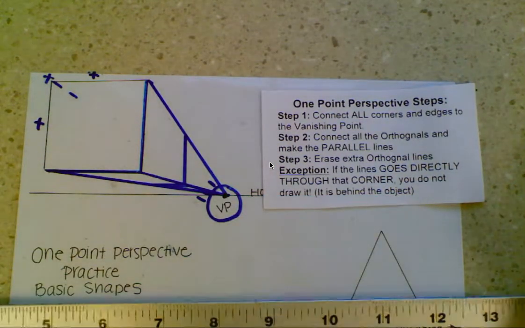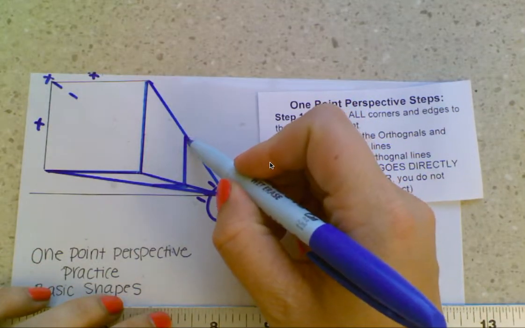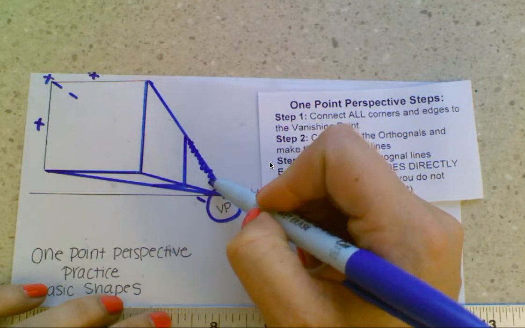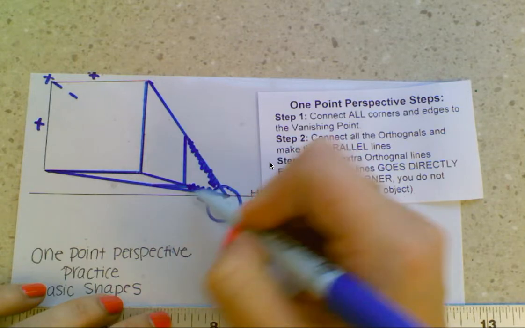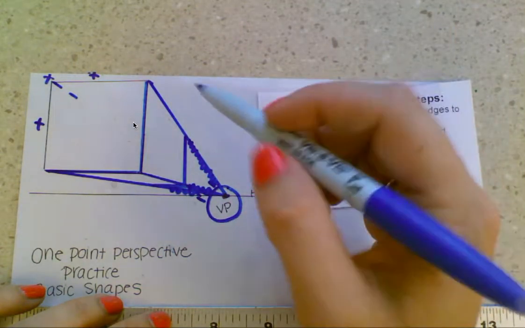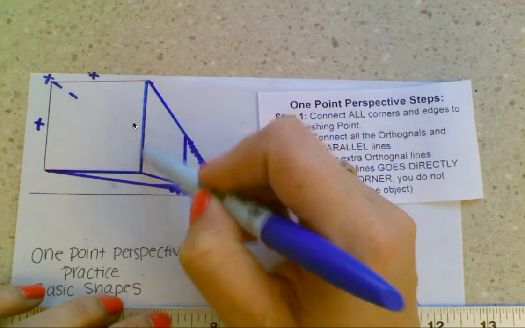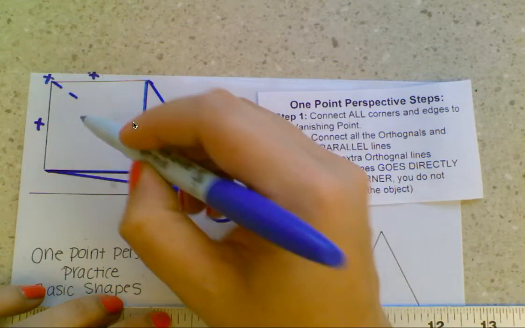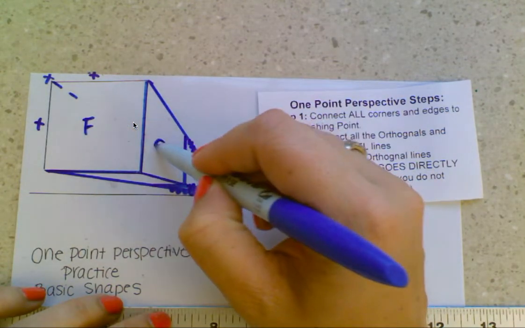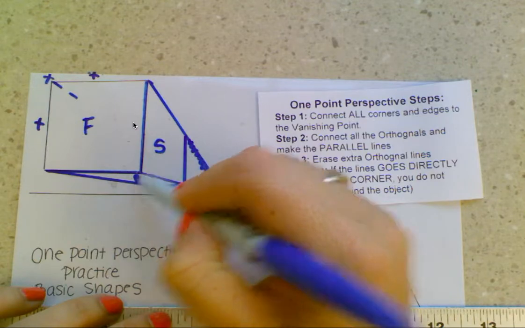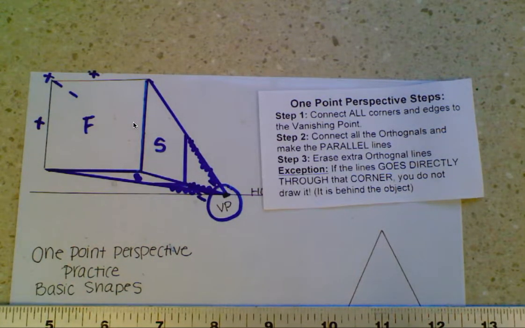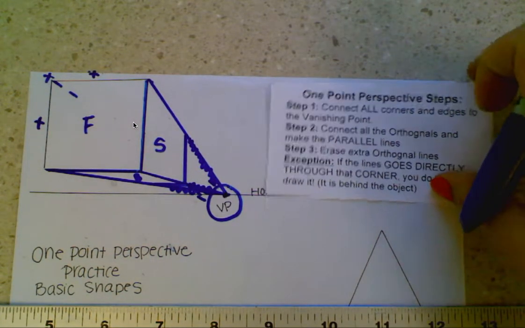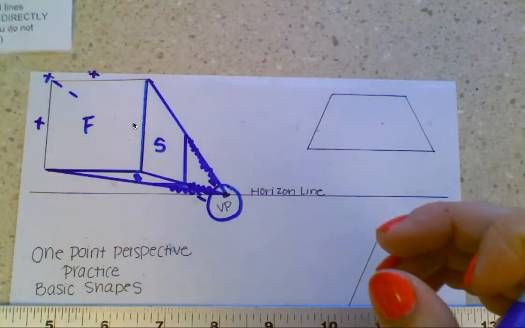My final step is I'm going to go through here and erase. So this is my eraser mark. I'm going to erase these extra lines here. This corner here should mimic this corner here. So this is the front, the side, and the bottom. So that is how you take a square and you make it into a cube.